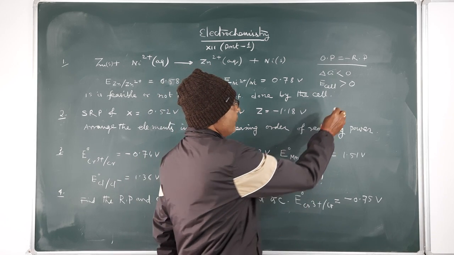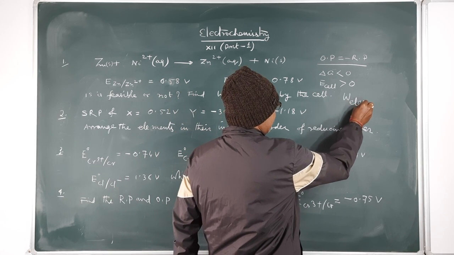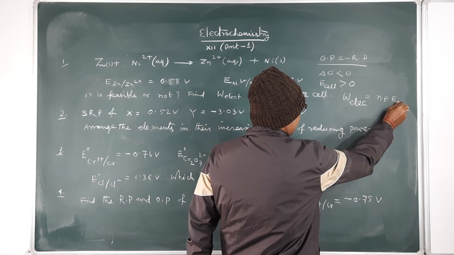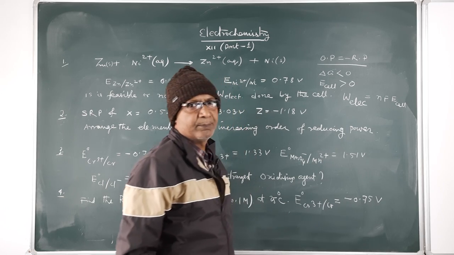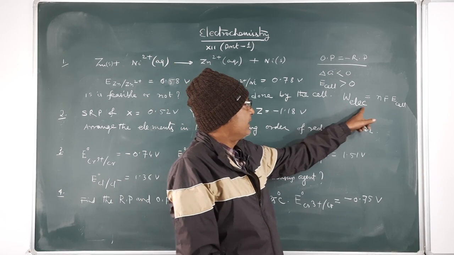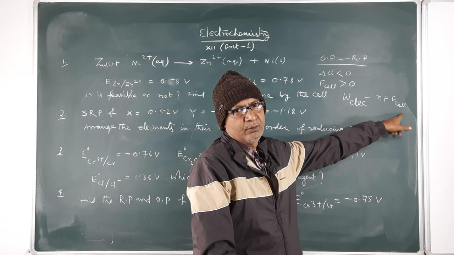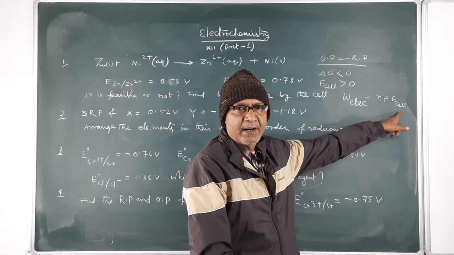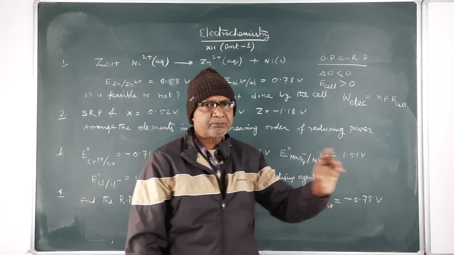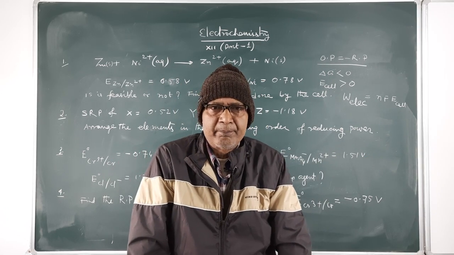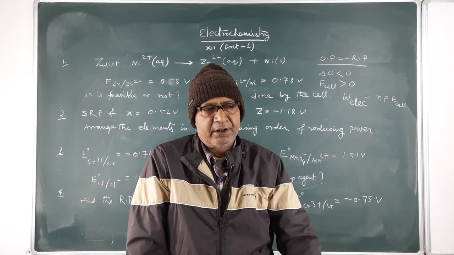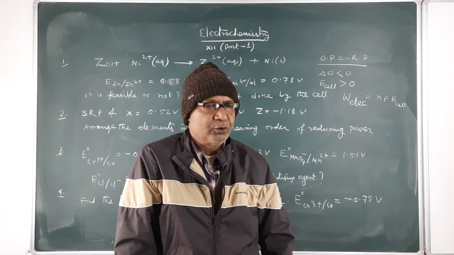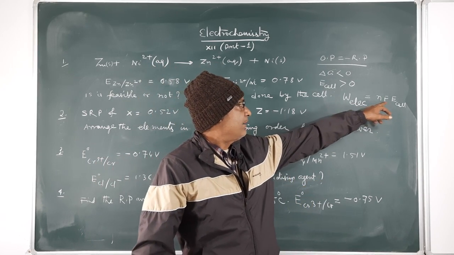So electrical work is equal to nFE cell. We write E cell for the EMF of the cell. So electrical work equals nFE cell. Okay, remember it. You have to find the electrical work, which is done by the cell. Remember, for any work done by the cell or any work done on the cell, the signs are different. You will manage the sign. So this is electrical work. You have to find nF into E cell.